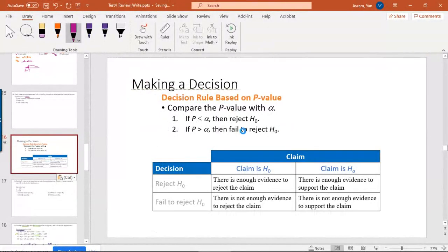All right, so making a decision is done by comparing the p-value to the alpha value. If p is less than or equal to alpha, you reject the null hypothesis. p is the probability, alpha is the significance level. If p is greater than alpha, then you fail to reject the null hypothesis. Okay, that is the very important one in this chapter.